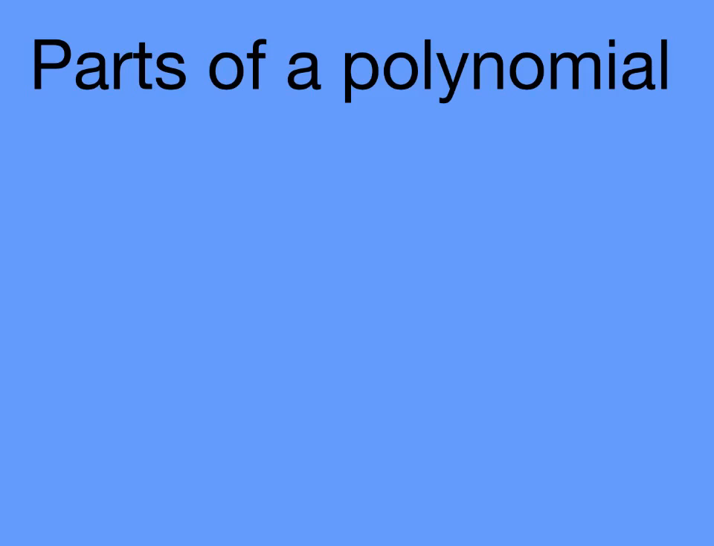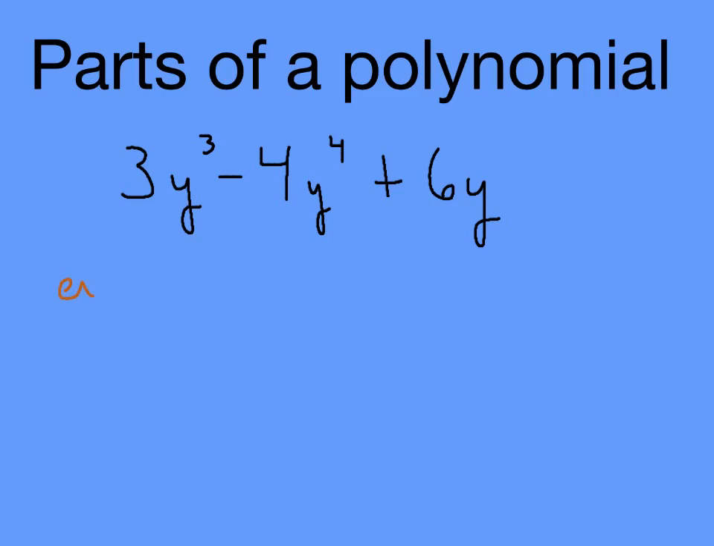Polynomials have different parts that we need to be able to identify. So for example, if I give you 3y to the third power minus 4y to the fourth power plus 6y, I need to be able to identify different types of parts of this. So in looking, the first thing I look for are the idea of exponents. We have exponents here at 3 and there at 4. So you've seen exponents before, that's not new.